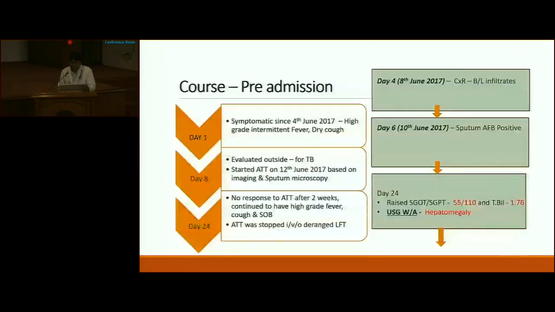Course, pre-admission, before getting admitted in the PGI: symptomatic since 4th June 2017, that is day 1 of the illness, with high-grade intermittent fever and dry cough. For that, an X-ray was done that shows bilateral infiltrates. Sputum AFB was positive. In view of that, they started ATT on 12th of June, that is day 8. But there was no improvement in the symptoms, and on day 24 there was a slight derangement of the LFT. In view of that, they stopped the ATT from outside.